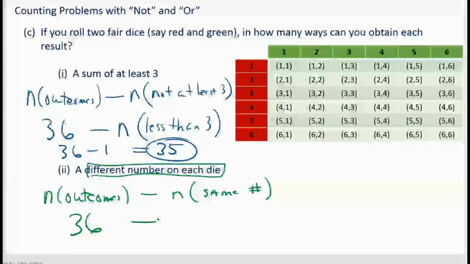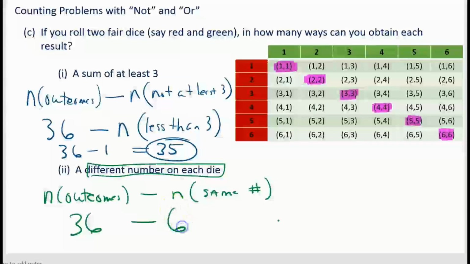Unless you got some weird dice, okay? Always 36. And then you're going to minus, if you're doing a complement, whatever you don't want to count. And how many do I not want to count? Let's go back to my pink. I don't want to count that one, that one, that one, that one, that one, and that one. Why not? Because it's the same number on both dice. So how many outcomes is that? That's 6. And 36 subtract 6 is 30.